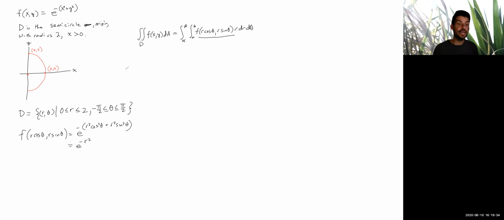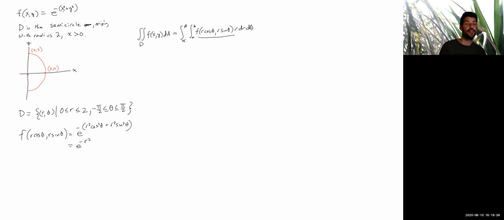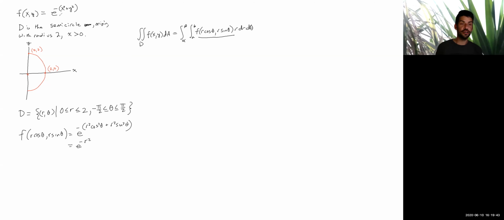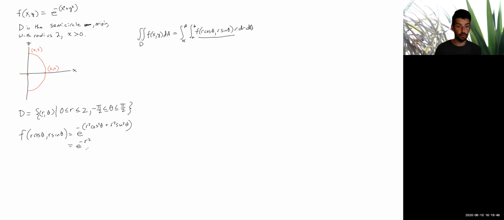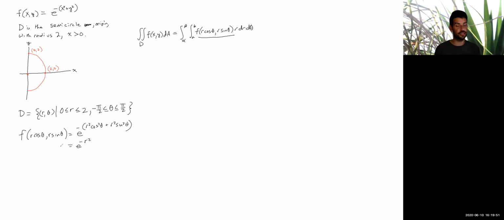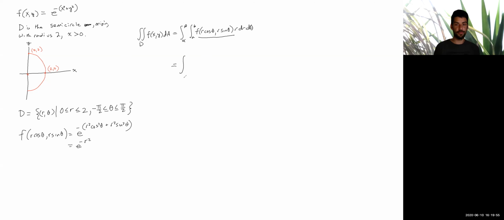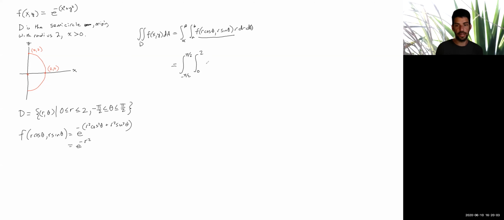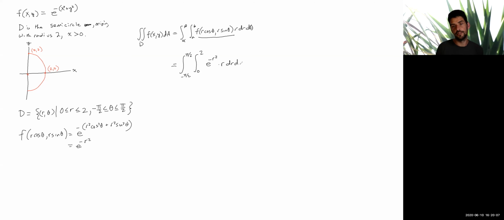Okay. Now I also want to point out, if we were trying to integrate without switching to polar, the e to the negative x squared plus y squared, try to find an antiderivative of that. It's a very difficult problem to do. However, with the polar coordinates, this is going to become much simpler. So now that I have all my pieces, I can write this. Alpha to beta is negative pi over 2 to pi over 2, 0 to 2, and we have e to the negative r squared, r dr d theta.